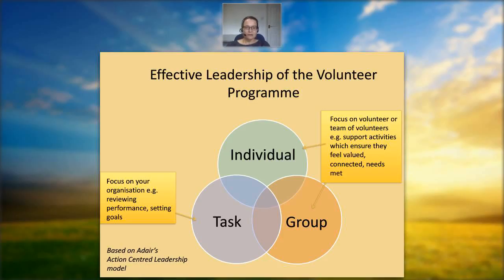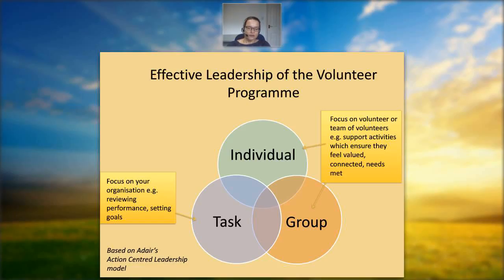And these are needs that most people have, emotional needs. They want to feel valued. They want to feel connected with other people, maybe. They want to feel that this volunteering is helping their self-esteem. In terms of the group, they might want to feel confident in doing the role, that they understand what the organisation wants from them as a team of volunteers, and that they are feeling connected to the whole organisation.